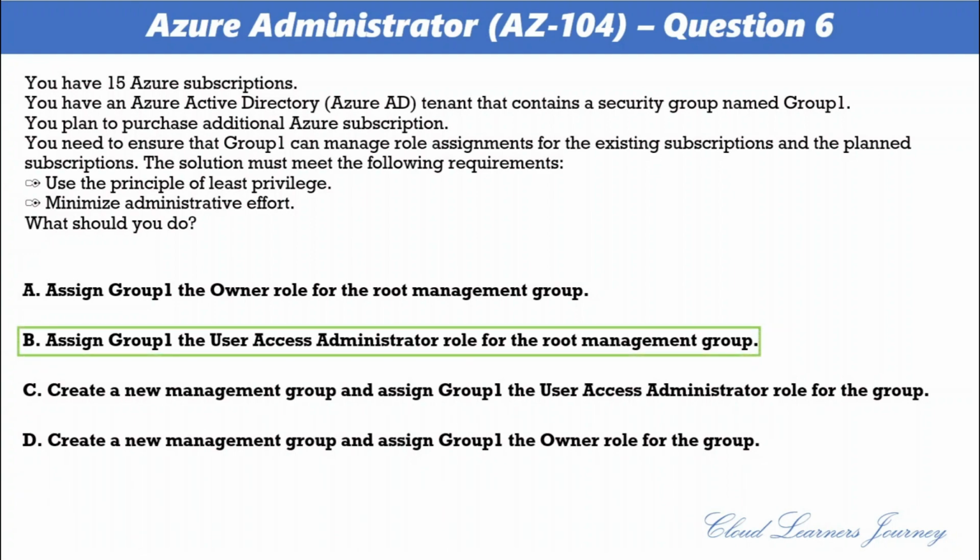And the option is B. Assign Group 1 the user access administrator role for the root management group. The user access administrator role enables the user to grant other users access to Azure resources.